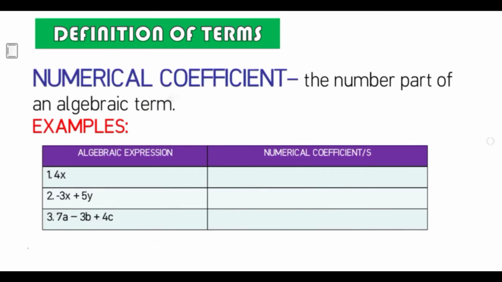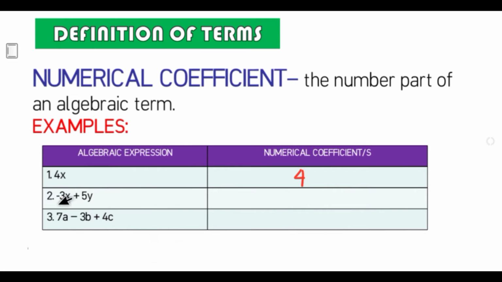Let's have another one. So, numerical coefficient. So, when we say numerical coefficient, it is the number part of an algebraic term. So, per term, meron kasamang number yung bawat variables. So, yun yung tinatawag nating numerical coefficient. So, si 4x, isang term lang yan. Ano yung kasamang number sa algebraic term? So, ano yung number dyan? So, 4. So, ayun yung numerical coefficient.